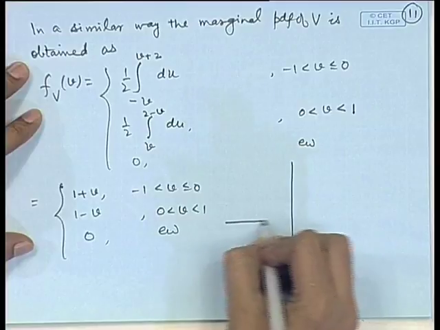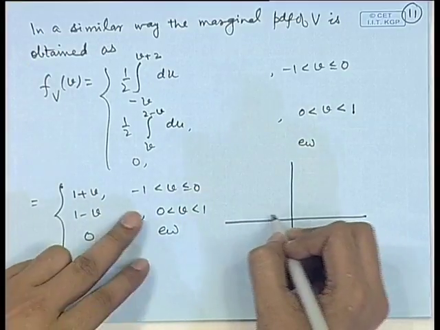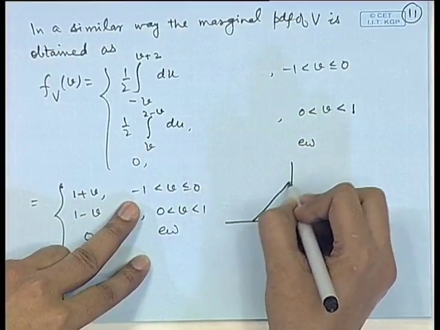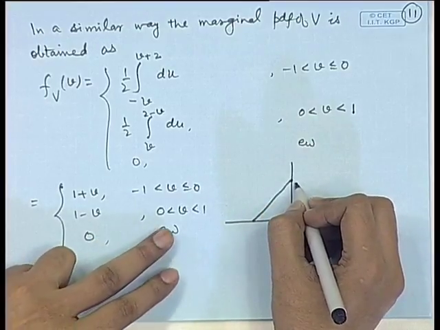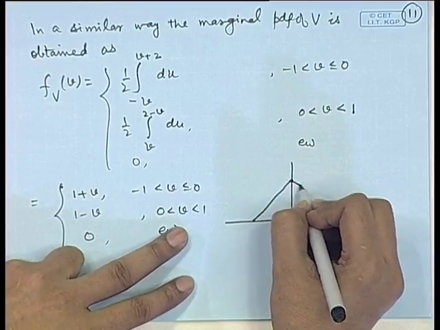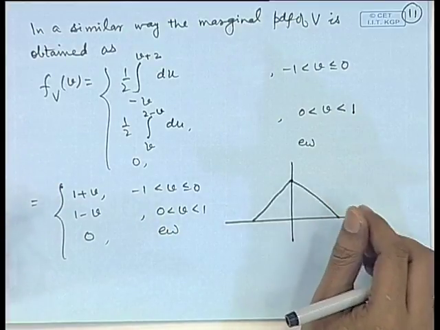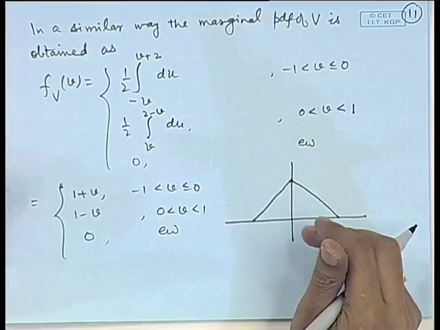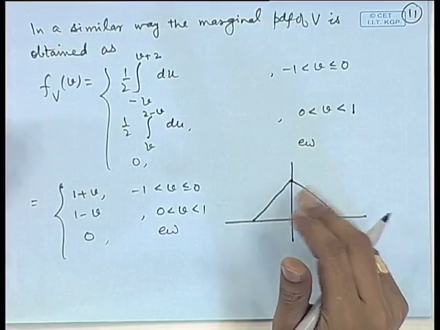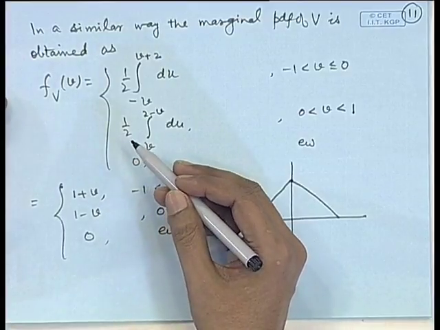This is again a triangular distribution on the interval minus 1 to 1. So, minus 1 to 0, the density is 1 plus v, and between 0 to 1 the density is 1 minus v. So, we notice here that the sums and differences of independent uniform random variables are again triangular distributions, and obviously, they are not independently distributed here, because the joint distribution of u and v is not equal to the product of marginal distributions of u and v here.